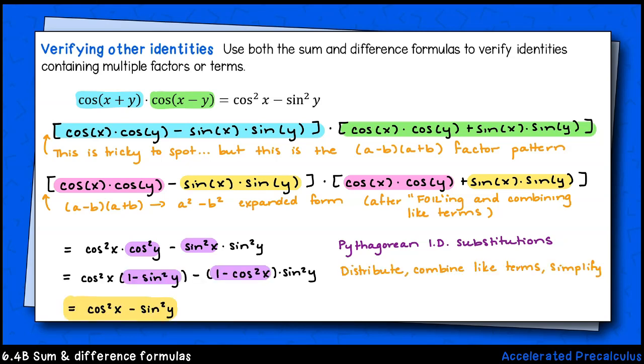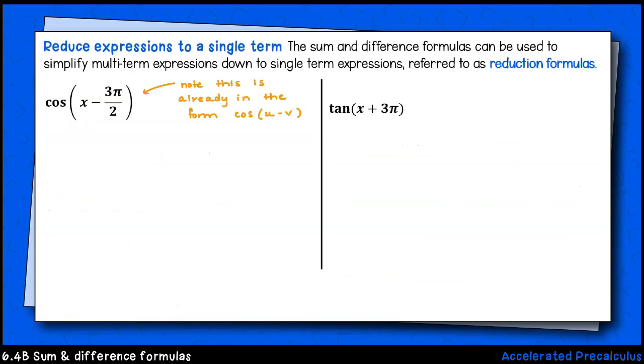Next, I'll use my Pythagorean identities to make a couple of substitutions here. Remember, whenever I see squared functions, I'm always thinking about those Pythagorean identities. Highlighted in purple, we have the two substitutions that I've made going into this next step. Last, I just need to distribute my multiplication, combine like terms, and simplify. Our final expression will be cosine squared of x minus sine squared of y, which is our right-hand side from the identity. We have just two more to look at.